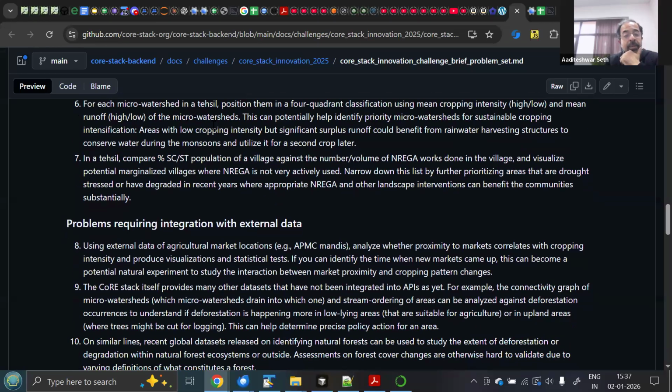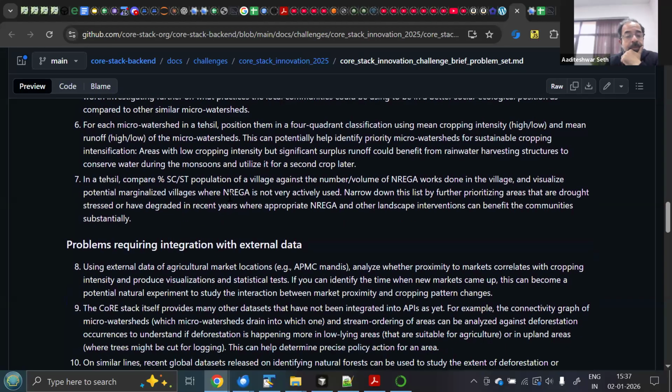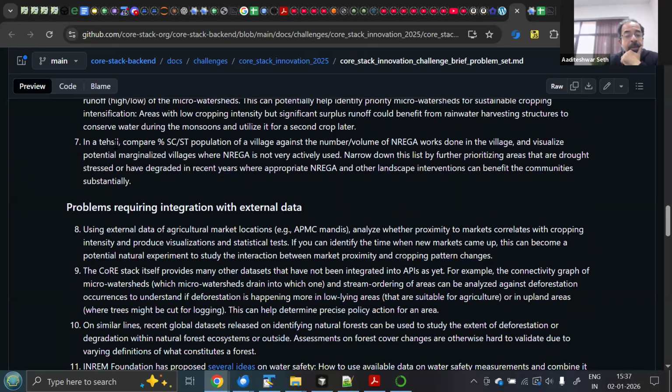And pretty much all the data points that you need, it's all there. In a tehsil, compare the percentage SC/ST population of a village against the number of NREGA works done in the village. Visualize potential marginalized villages where NREGA is not very actively used. Narrow this down further by prioritizing areas that are drought stressed or have degraded in recent years, where appropriate NREGA and other interventions can benefit the communities.